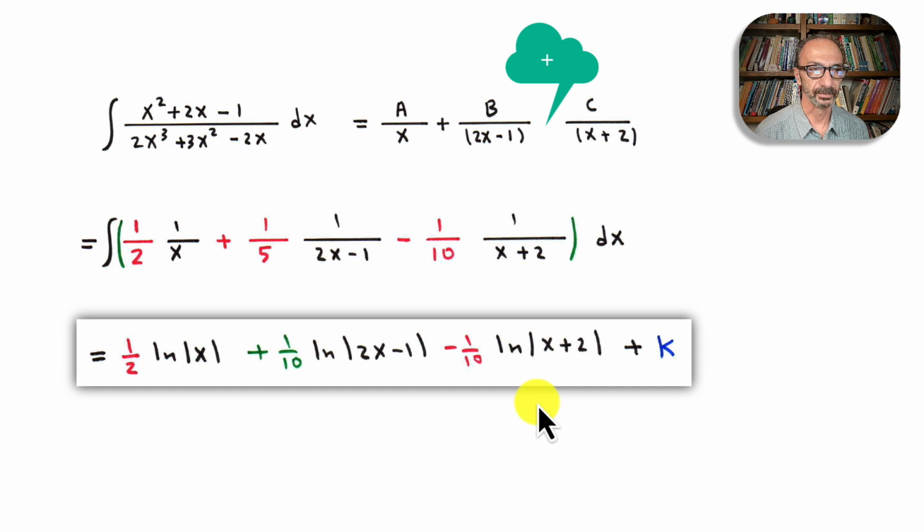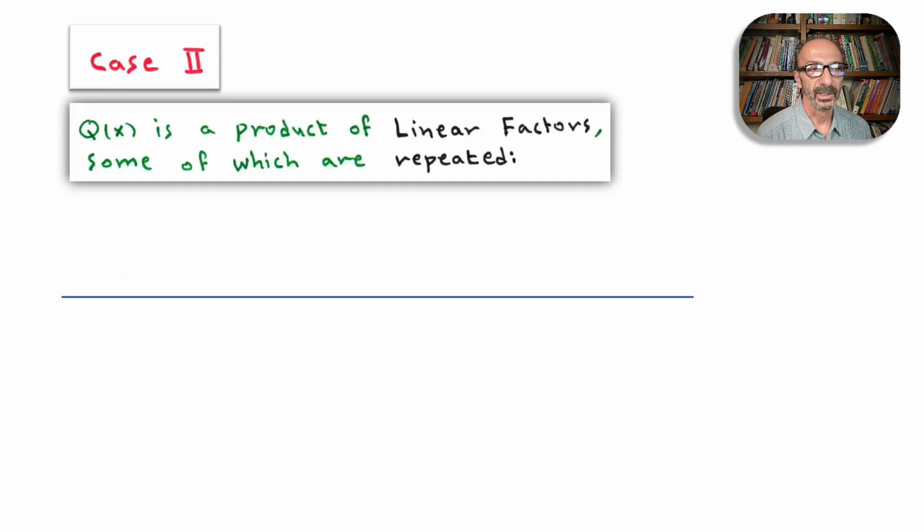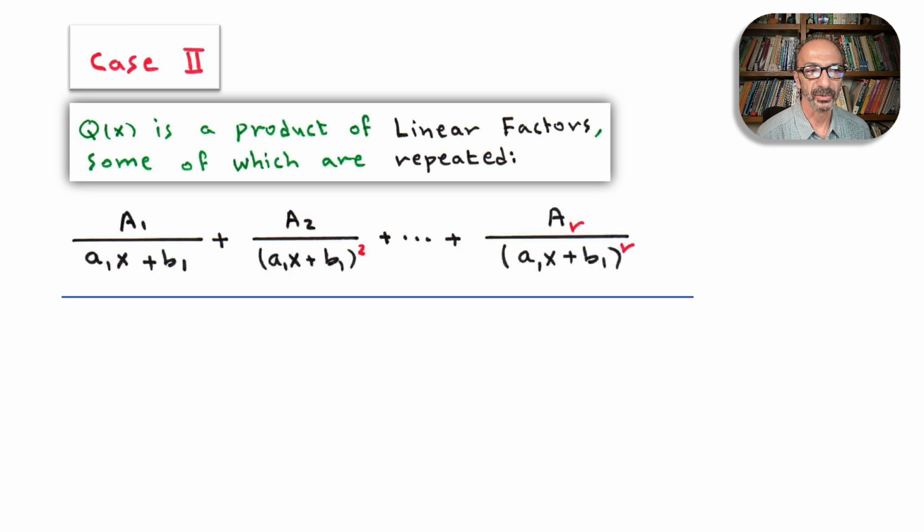Let's go to case 2. If q of x is a product of linear factors, some of which are repeated. What does that mean? So notice that a1x plus b1 repeats enough times, but let's say it repeats twice. So if it repeats twice, we're gonna say a1x plus b1 to the second, and we use another fraction and another letter a1, a2, and so on.